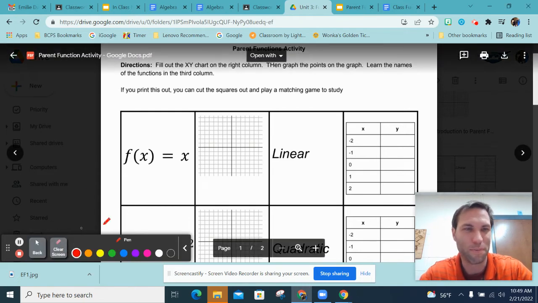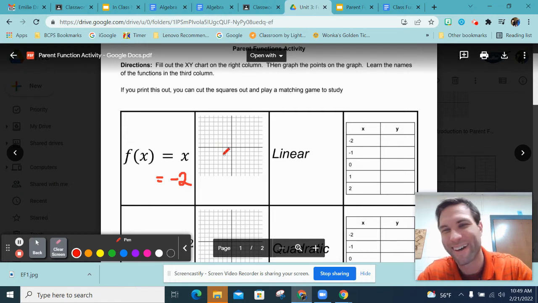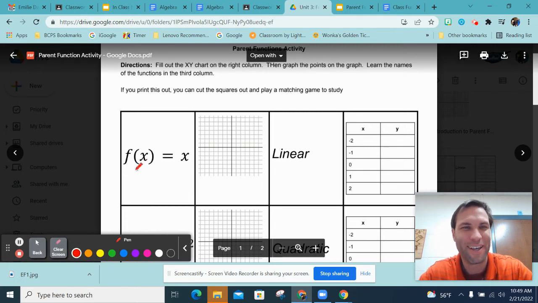Okay, all right. So I'm going to get my pen out, and -2. Linear is really easy. If you were to plug in -2 right here, what would this be? Oh, look at me, I already screwed up. Clear selection. If it were f of -2, the answer would just be the same thing, so it would be -2. And then if you plug in -1, you get -1, and then 0, et cetera.